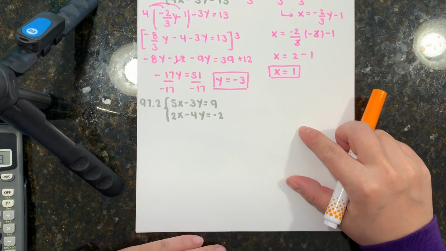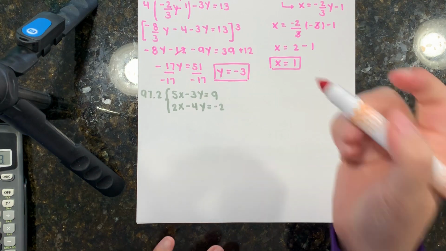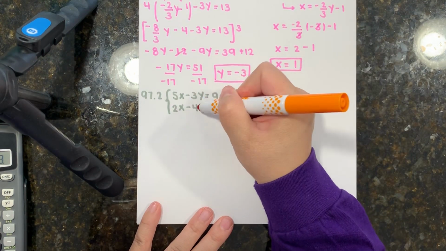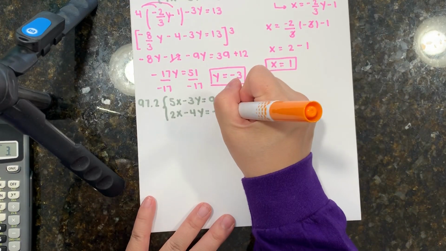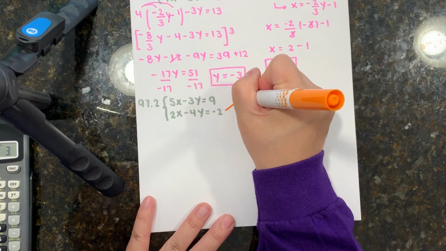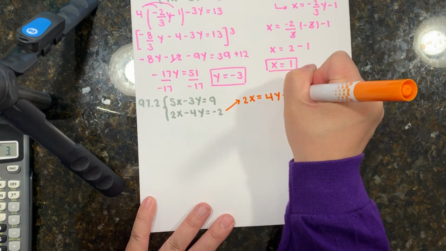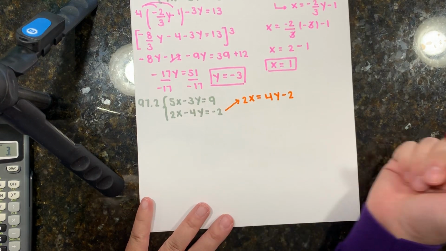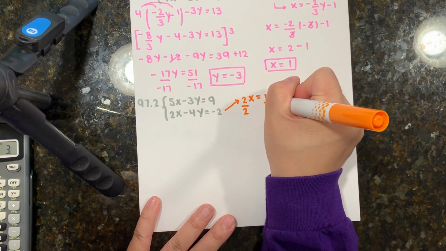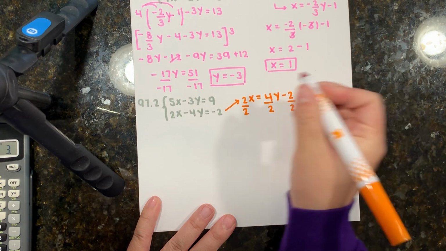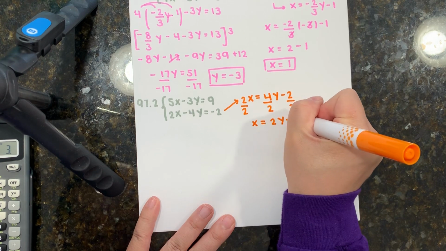Now we're going to look at the second one. For this one, if you look at the second equation, you have 2, 4, and 2 as your coefficients. So I am actually going to solve the second equation for x. That means I'll have 2x equals 4y minus 2. When the 4y goes over, it becomes positive. The 2 would stay negative. Then you're going to divide everything by 2, and that would give me x is equal to 2y minus 1.